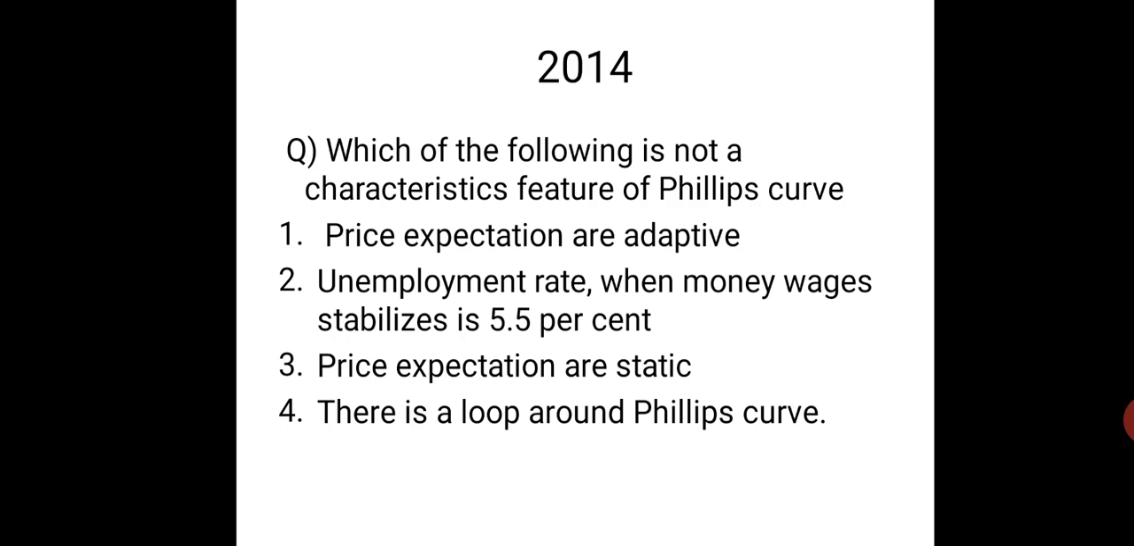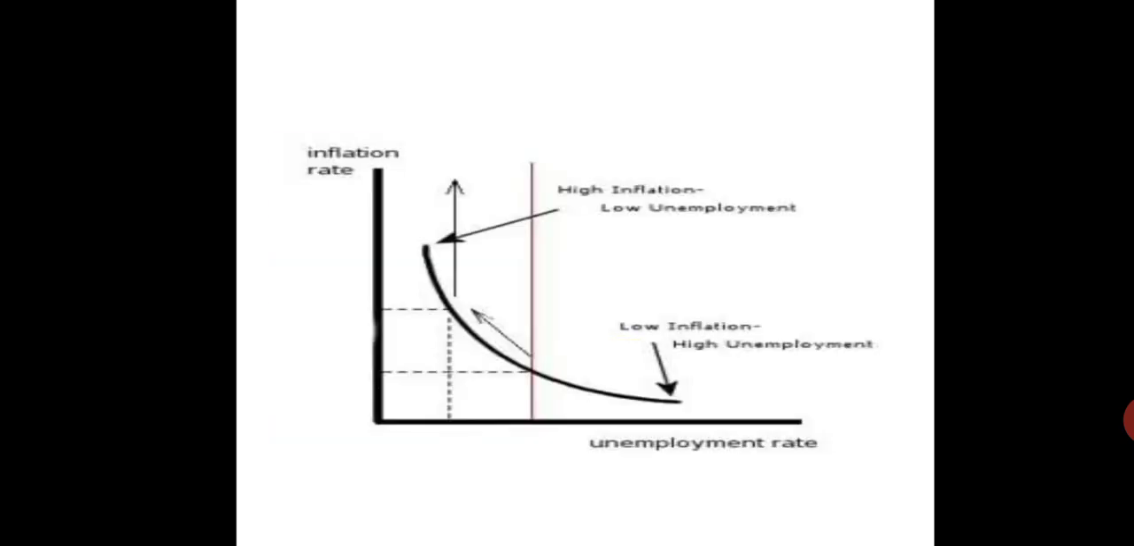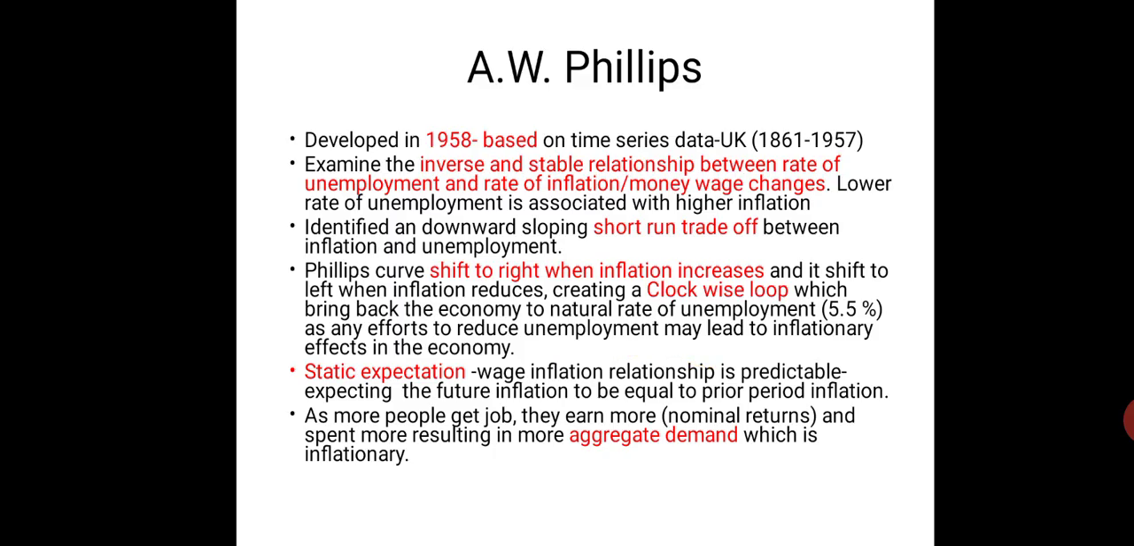First of all, starting with expectations related to the Phillips curve. They have just mentioned the Phillips curve, that means they are indicating the A.W. Phillips short-run Phillips curve, right? So the first option is price expectations are adaptive. According to the Phillips curve, price expectations are static, which means that people predict the wage-price relationship on the basis of the previous year's inflation rate. Suppose the previous year the inflation rate was 10%, and people are saying that it will be the same as that of the previous year.